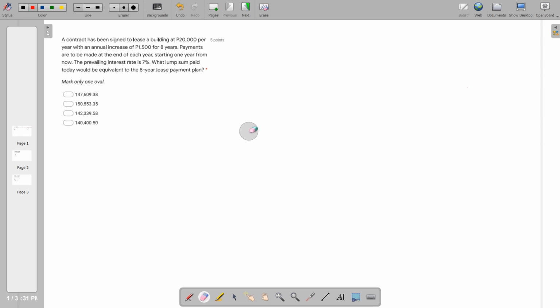So basically, there will be an annuity here. So aside from that uniform payment, there will be an increase. So that refers to the gradient. Now the question here is the lump sum paid today, which is the present worth of the cash flow. So let us create here a cash flow wherein the first payment will be equal to 20,000 pesos. So that would be until 8 years. So we have here 8 years. With this initial payment, this shall increase up to the 8th year, say this one 1 to 8, with an arithmetic gradient of 1,500 pesos.